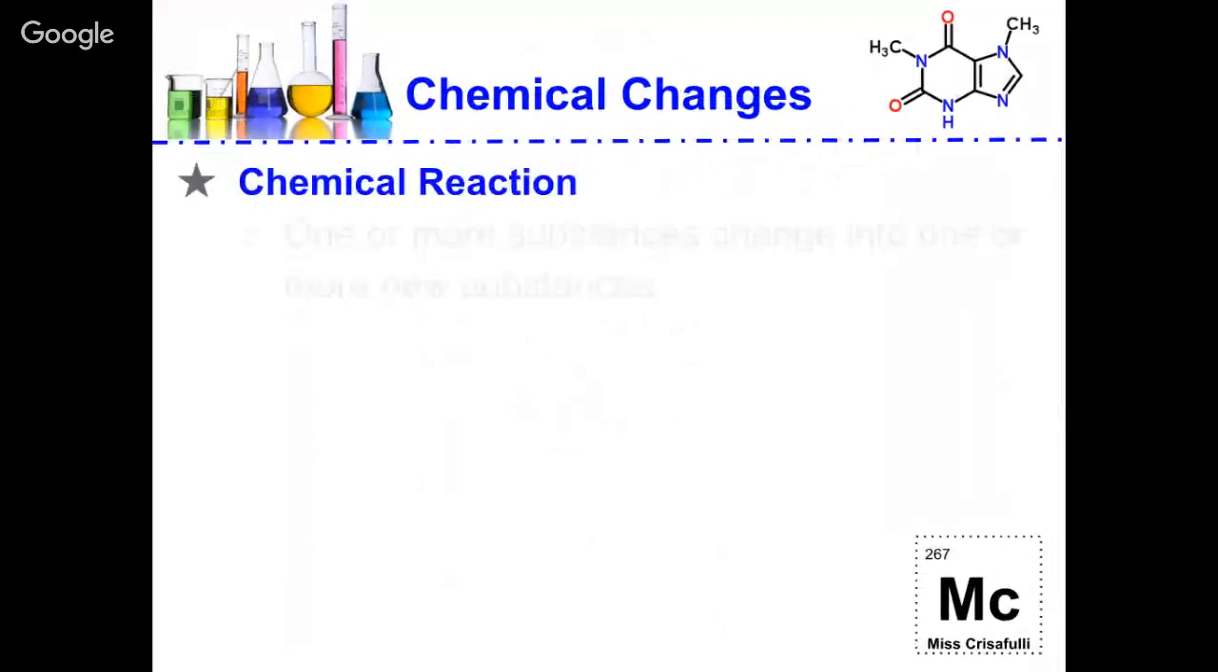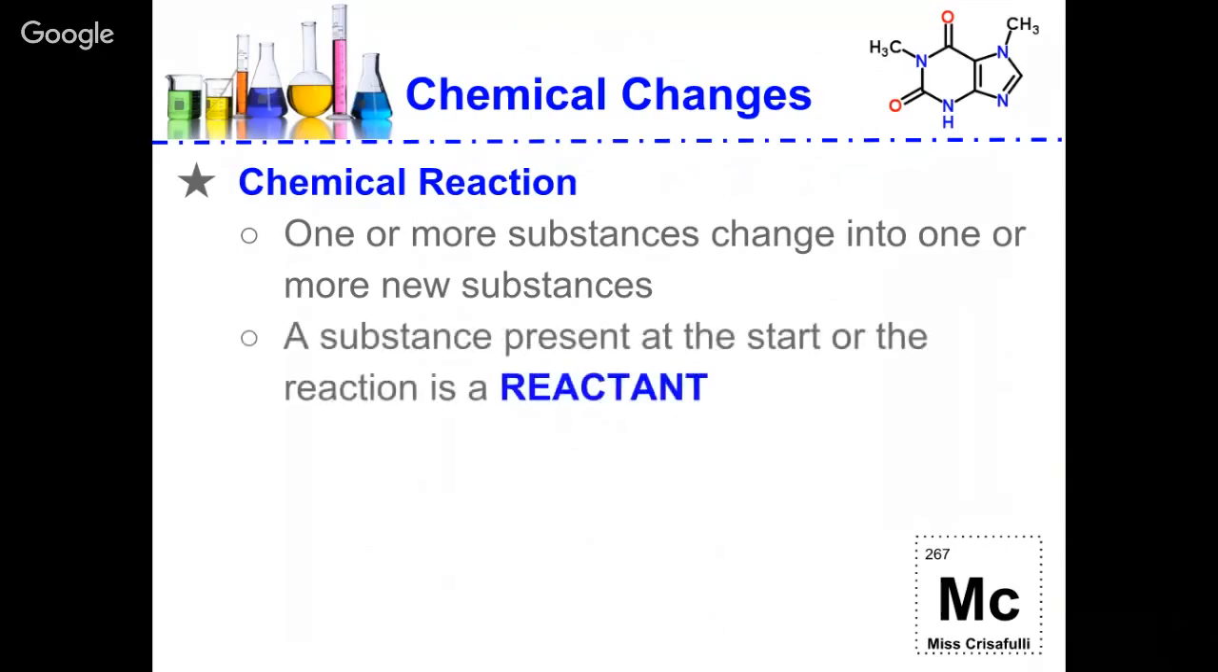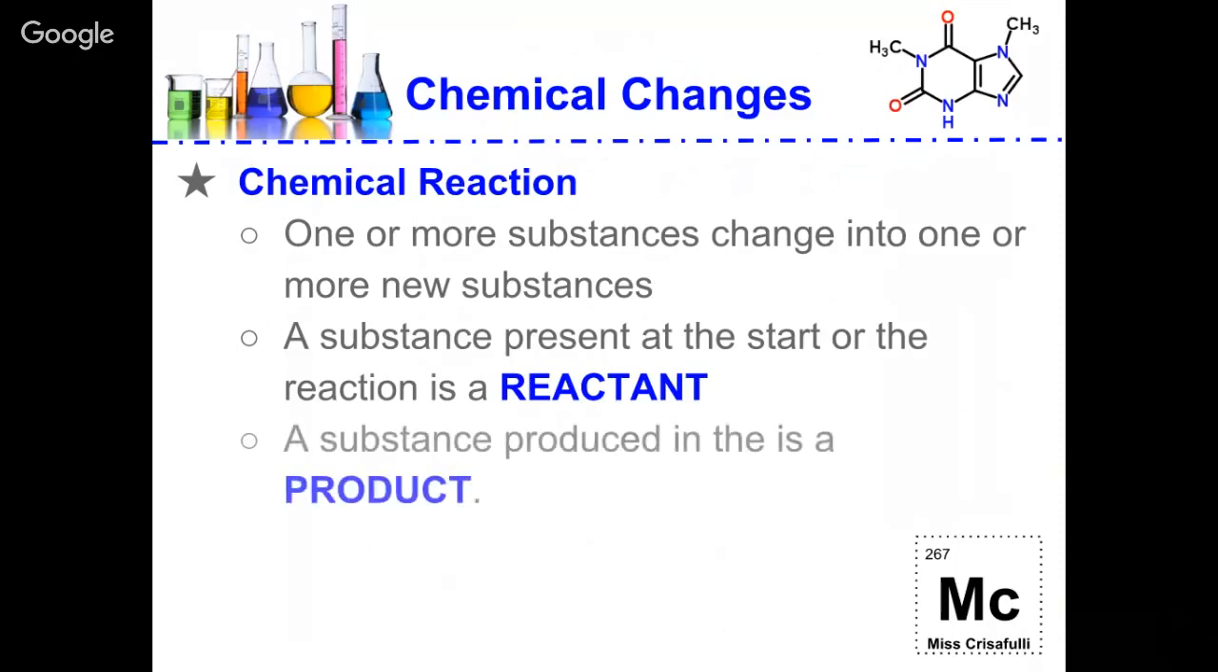Now, a chemical reaction is when one or more substances changes into one or more new substances. You always are going to have a substance present at the start of the reaction, and that's called a reactant. And then the substance that is produced is what we are going to call the product.